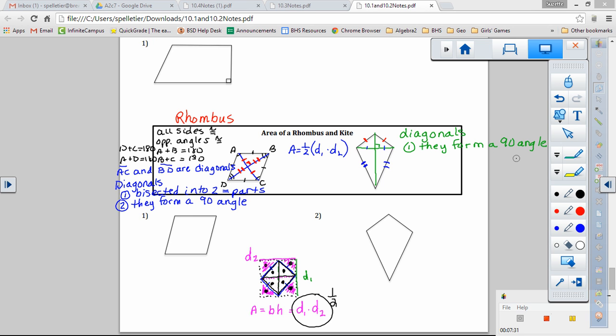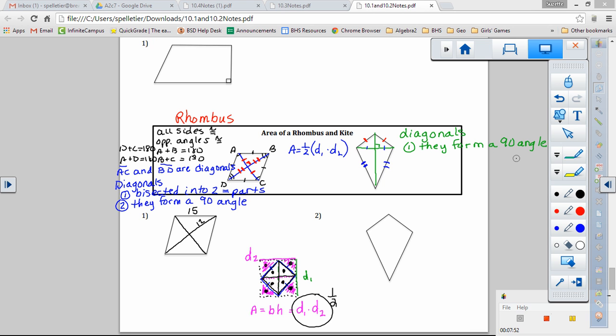So I'm going to give you this 15, okay? And let's see, what else do I give you? Oh, and then I'm going to draw in my diagonals, and I'm going to tell you that this segment right here is 12. And I want to know the area of that particular rhombus.